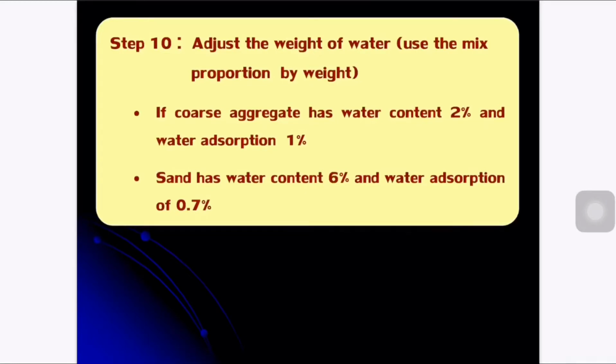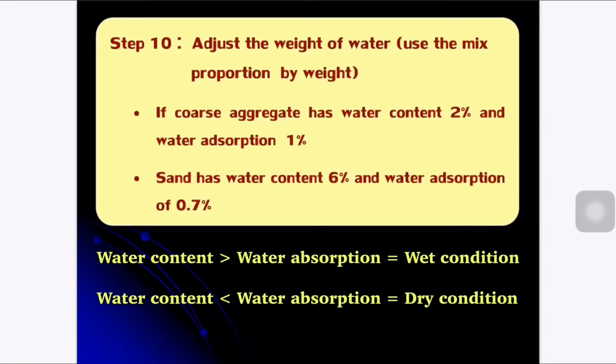In this problem, the coarse aggregate has water content 2% and water absorption 1%. Sand or fine aggregate has water content 6% and water absorption 0.7%. It is noted that both coarse and fine aggregates have water content more than water absorption. This means that coarse and fine aggregates are in wet condition, and we have to reduce the water content in the concrete mix proportion.